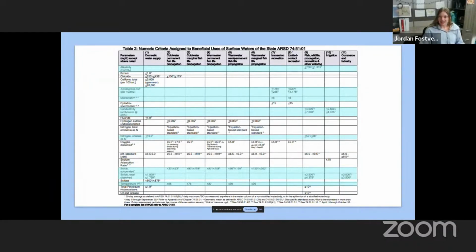This is a little bit of an intro to beneficial uses and standards. Please don't memorize this table. It's very confusing.